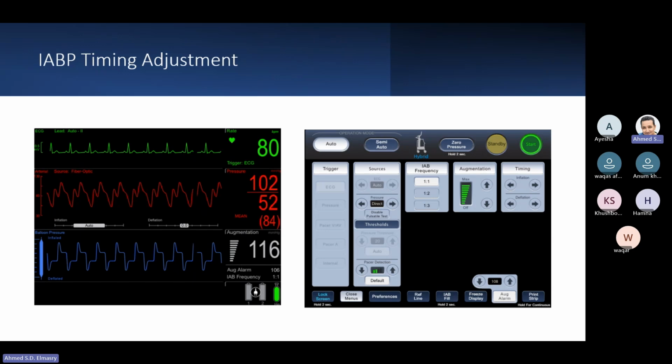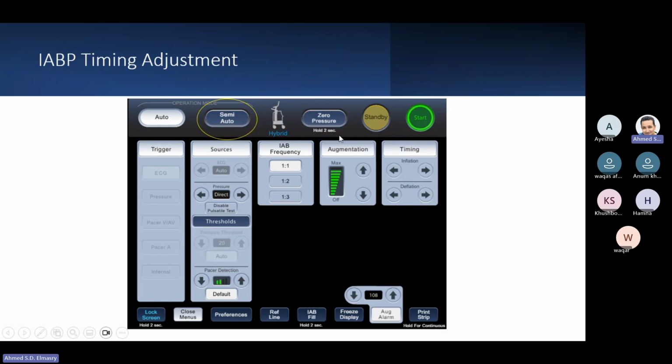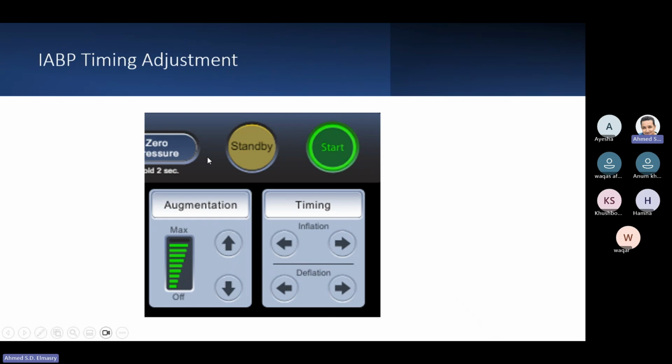How to adjust the timing of the intra-aortic balloon? Basically, most intra-aortic balloons run in the auto mode, and in the auto mode, the operator can adjust only the time for the deflation, but the inflation timing is automated by the machine. So in order to adjust the timing for the inflation, you have to go to the semi-auto mode, and once you go to the semi-auto mode, you have the option to adjust the inflation and also the deflation timing.